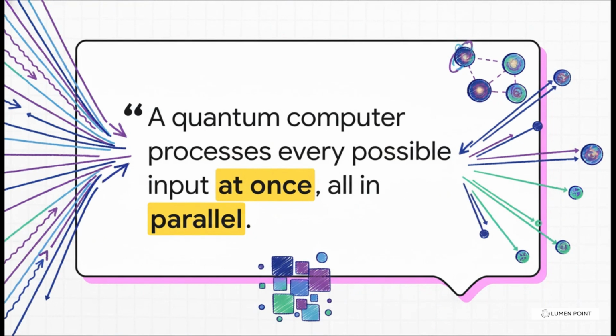I'm sure you've heard this idea before, right? That a quantum computer can somehow check every single possibility at the exact same time. And yeah, that sounds amazing, this idea of massive parallelism. But as we're going to see, it's actually kind of misleading.